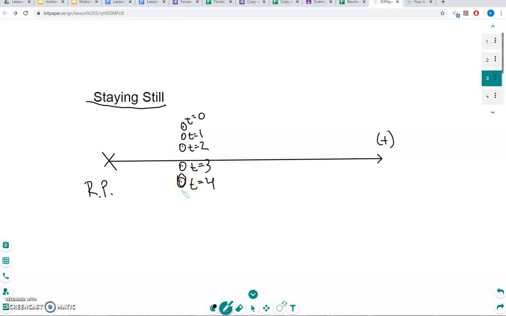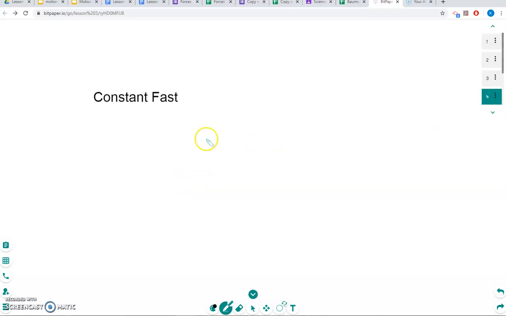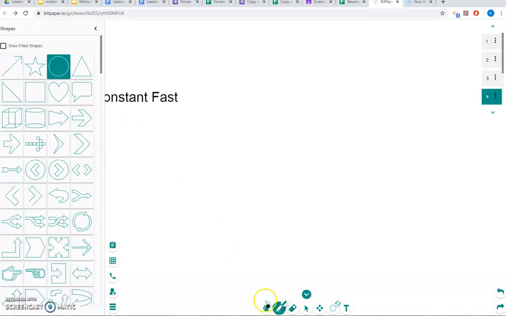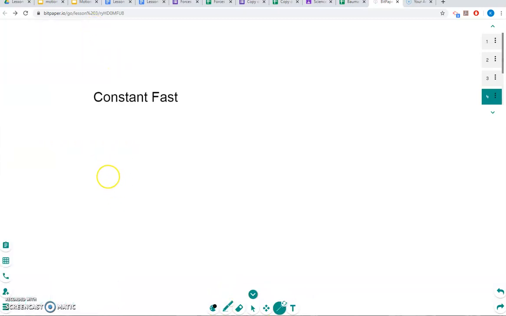I would highly recommend that you write this one down. Okay, the next object is going to be traveling with what's called a constant velocity. It's going to be doing that fast. So it's going to have a constant and a fast velocity.